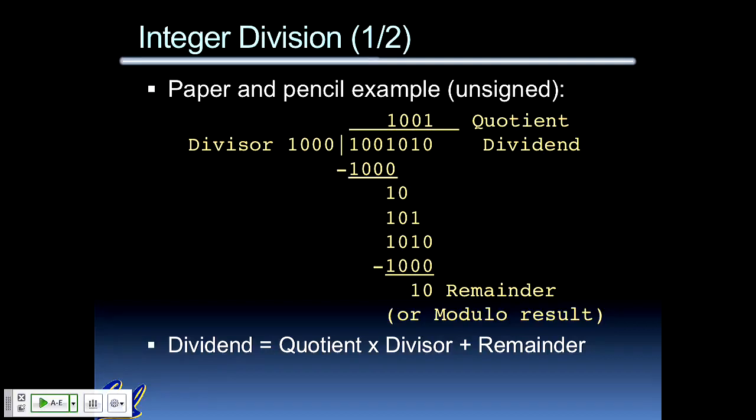Division is kind of similar. When you do divides, you divide one number by another. You know, it's the classic long division algorithm. You have a quotient, which is the number of integer versions of the divisor that will fit in there, and the remainder, which is the leftover pieces. And so the MIPS divide instruction calculates both of these for you. It gives you the quotient and the remainder in two separate registers, high and low.